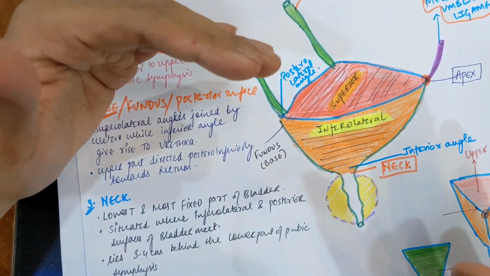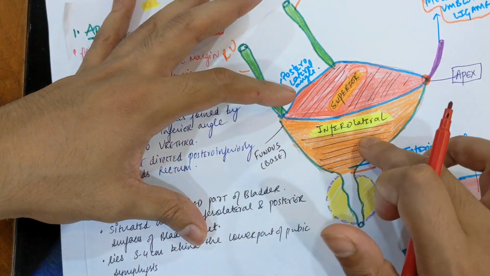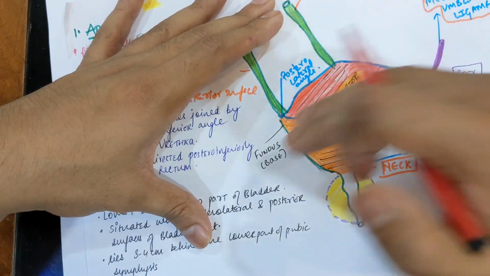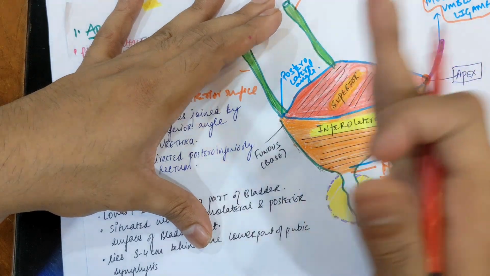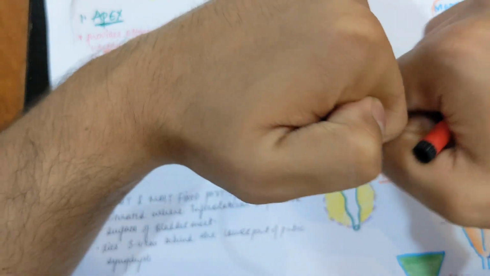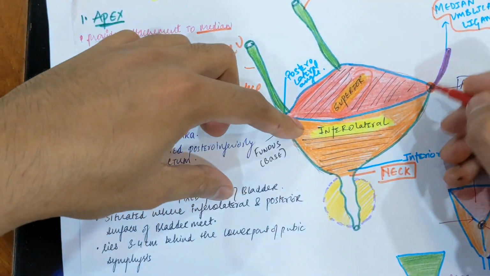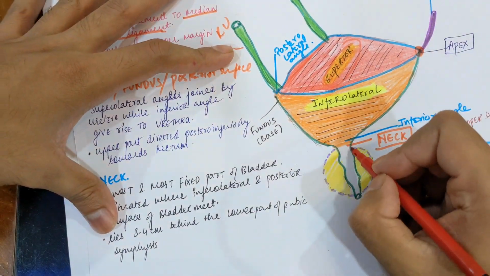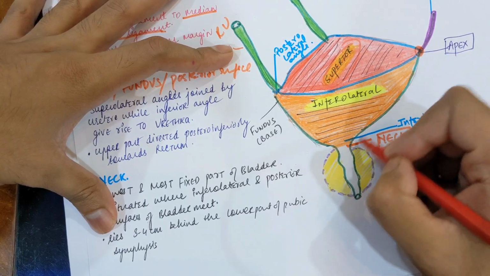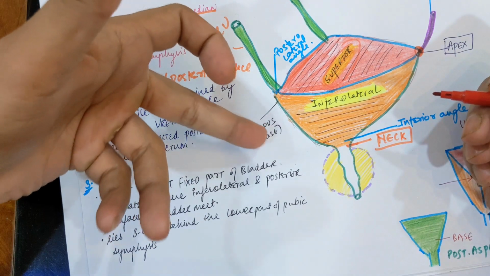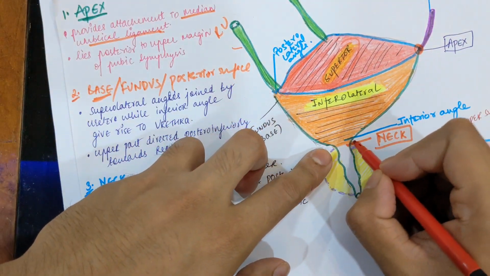From the right lateral view you can see this is the inferolateral surface because it is inferior, and from the lateral view this is the upper part, the superior surface. The apex will be just posterior to your pubic symphysis, like this, attaching at the upper part, as I told you. Clear? And the neck will be just below, where the inferior part and the base, that is the posterior surface, join, and this angle is called the inferior angle.